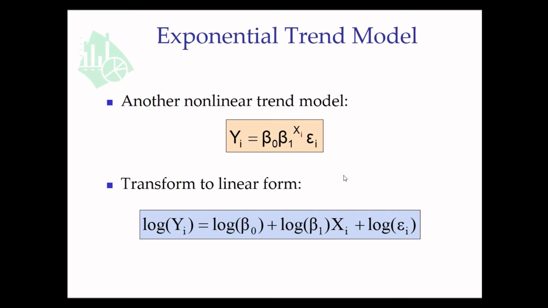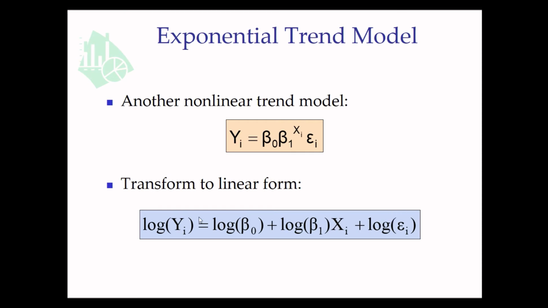Another nonlinear trend model is called the exponential trend model, where we have y_i equals beta 0 times beta 1 to the power of x_i times epsilon_i. We can take logarithm transformation on both sides. Then we obtain log y_i equals log beta 0 plus log beta 1 times x_i plus log epsilon_i.